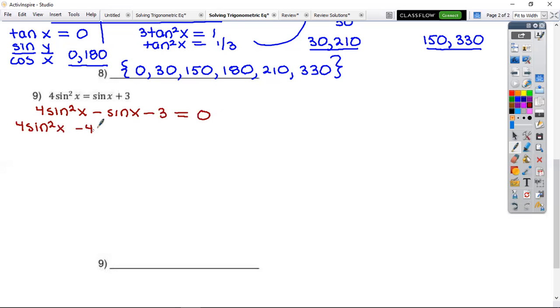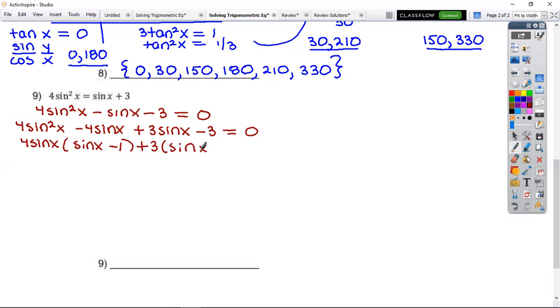And then minus 4 sine of x, the AC method, plus 3 sine of x, and minus 3 equals 0. Remember that if this AC is making you uncomfortable with the trig function, you can still do quadratic formula, still full credit. So I'm going to take out a 4 sine of x, leaving me with sine of x minus 1, taking a 3 out, sine of x minus 1. Go from here. I have 4 sine of x plus 3 and sine of x minus 1.